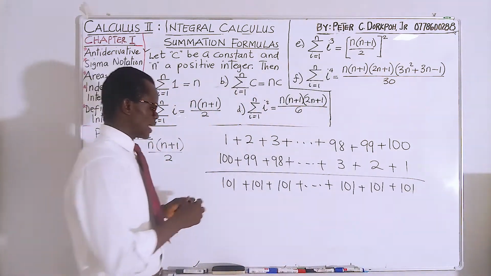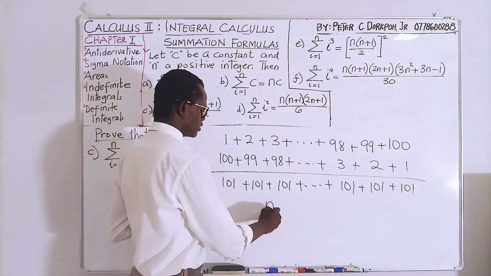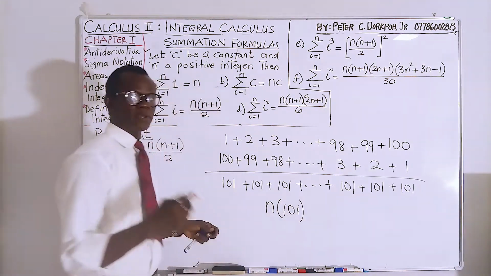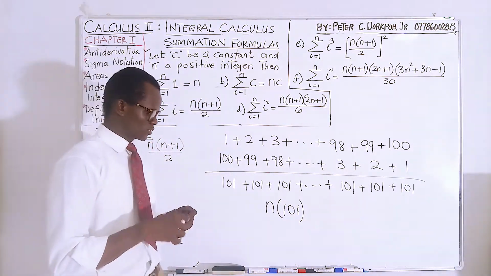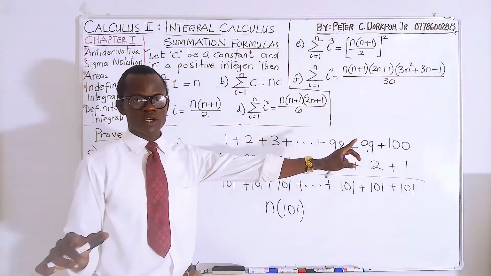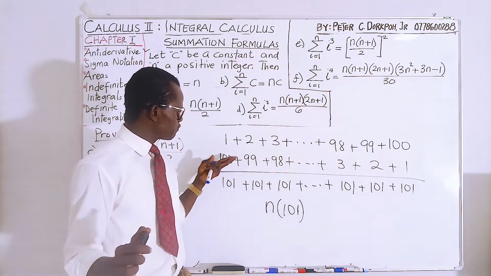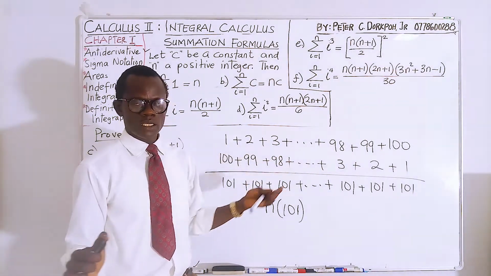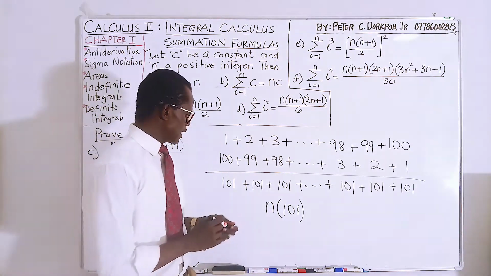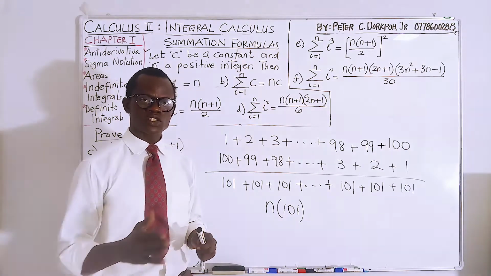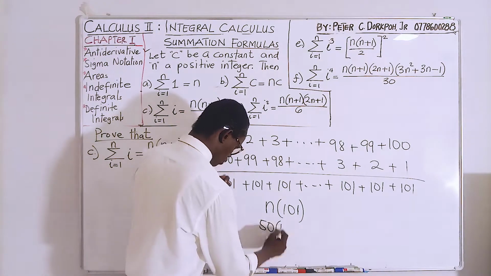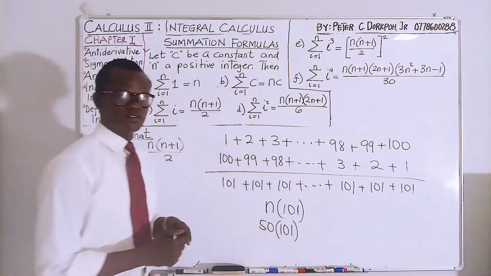Now 101 has appeared some n number of times. But realistically, is that actually n number of times? Because we know the last number to be 100, and because we are adding two sums, 200 is being divided into 2 equal parts. So 101 will appear 50 times. So n now is 50. 101 appears 50 number of times.